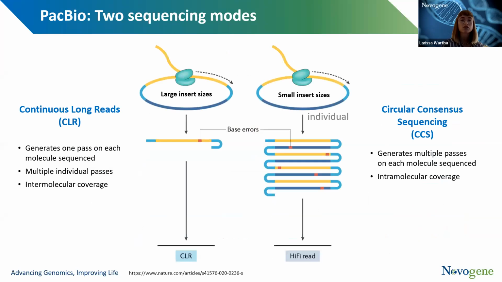We are also now briefly touching on the different sequencing modes of PacBio. PacBio has the continuous long read mode, or the CLR mode, which generates 1 pass on each molecule sequence. Therefore, it is able to sequence very large inserts. However, if there's a base error, this is not corrected. On the other hand, circular consensus sequencing, or the CCS mode, generates multiple passes on each molecule sequence. Therefore, if there's a base error, it can be self-corrected, because you get a consensus read at the end, which is also known as a HiFi read.